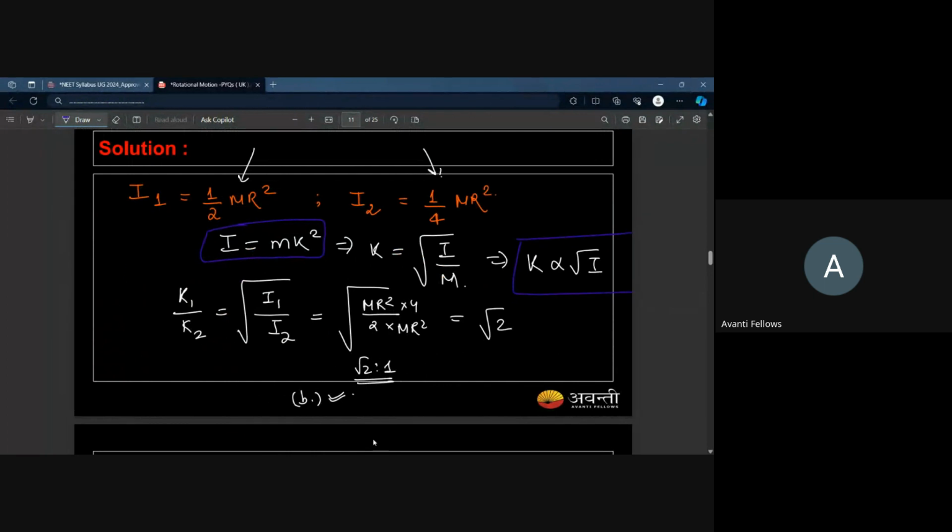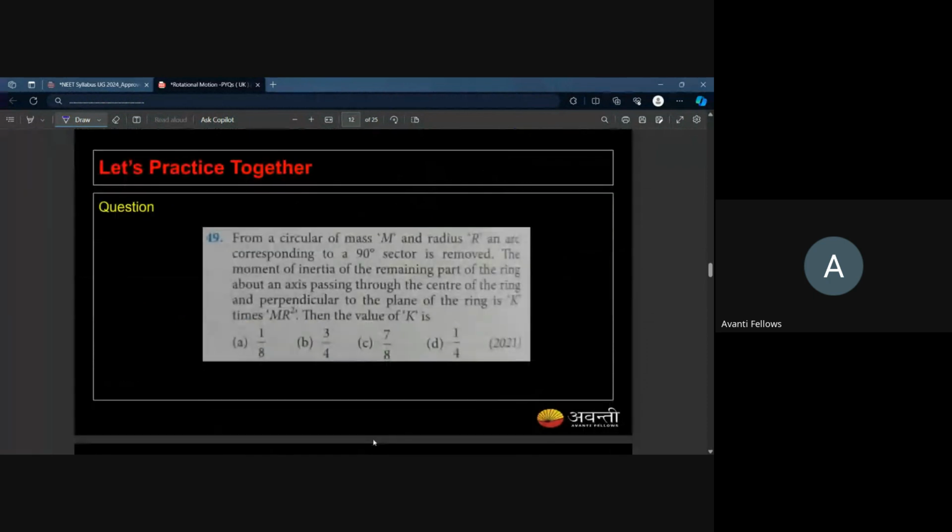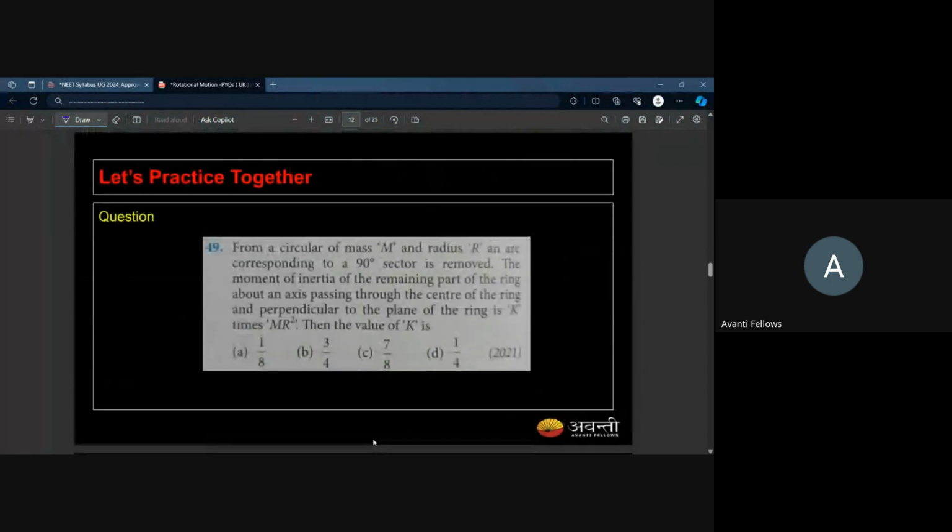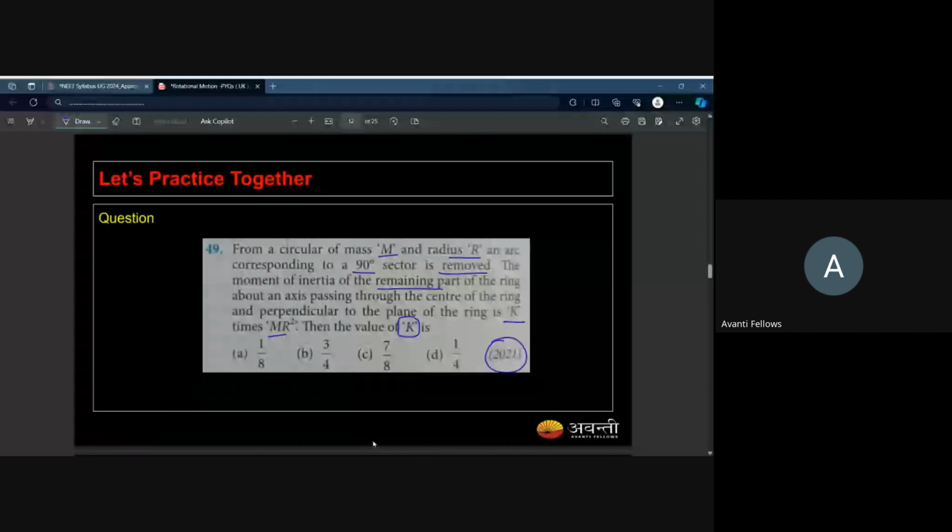Okay. Let's do one more question on radius of gyration. It will give you a nice understanding of this concept. In 2021, we have another question from this chapter, and it goes like this: from a circular disk of mass M and radius R, a part corresponding to a 90-degree sector is removed. The moment of inertia of the remaining part of the ring about an axis passing through the center of the ring perpendicular to the plane of the ring is K times of this. Okay, it is not related to radius of gyration. This is another question. You have to find the value of K.